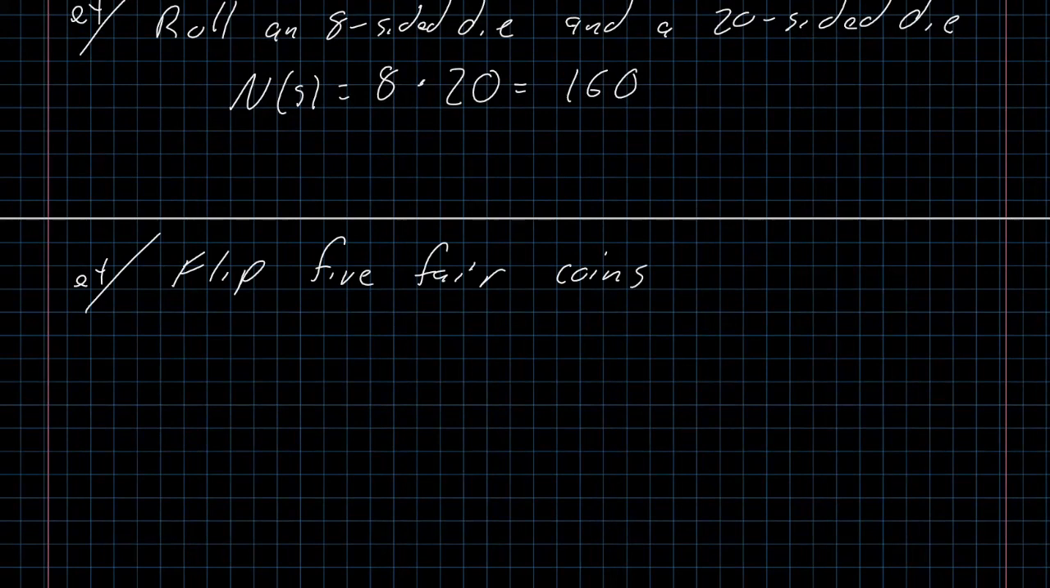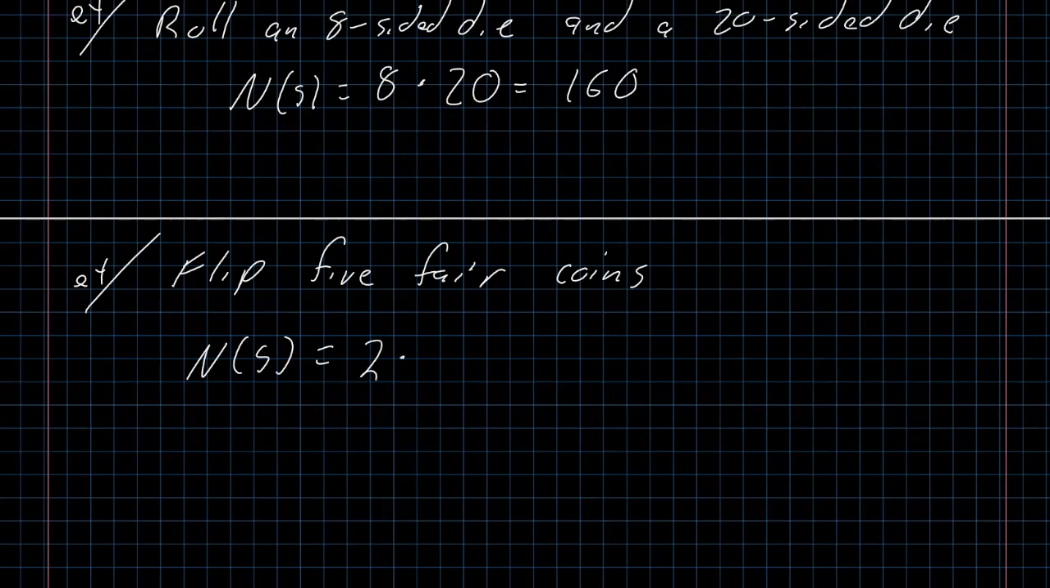And we can also extend outward. We don't have to restrict ourselves to just 2 steps. The same process works if we have 3 or 4 or 5 or 12 or 150 different steps in the experiment. For example, the experiment of flipping 5 fair coins. Well, flipping a coin has 2 possible outcomes, heads and tails.